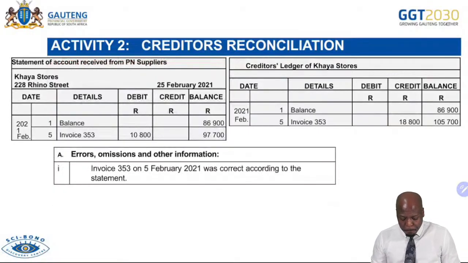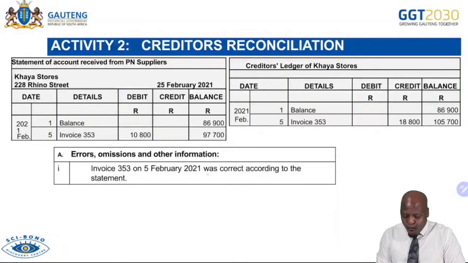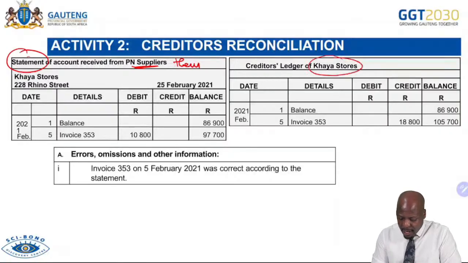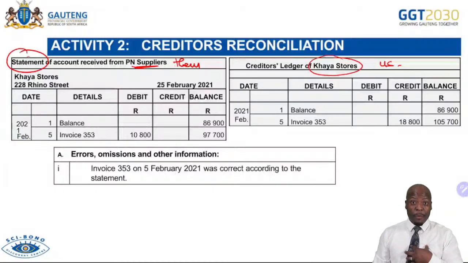Error number one. It says, invoice 353 on the 5th of February was correct according to the statement. So this is the statement. And on the statement, it is done by PN Suppliers. Remember, PN Suppliers is them. And then the creditors ledger, Kaya is us. So every time we look at this, we must remember there is them and there is us. Are we good? All right.